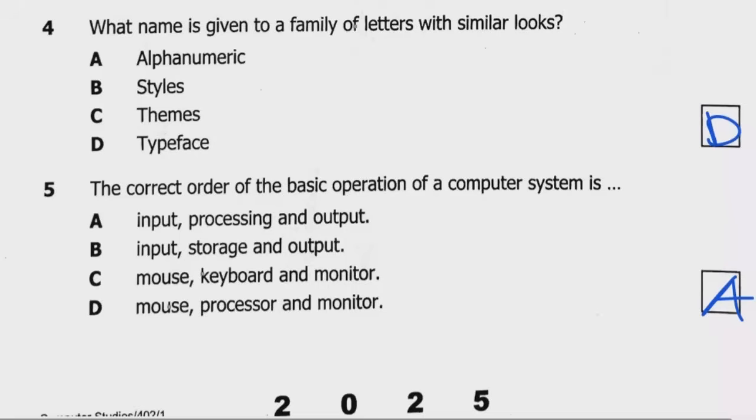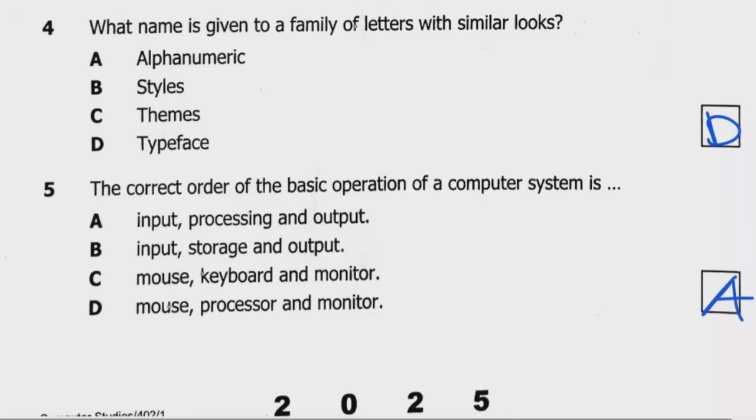When you look at mouse, keyboard, and monitor, these are hardware devices, not operational steps. Those are things that make up a computer, or that you connect to a computer. When you come to D, mouse, processor, and monitor, again they are components, not steps. A mouse is an input device, a processor is the processing unit, and a monitor is the output device. That's where you see things that are happening or have happened in the computer. So the correct answer is A.